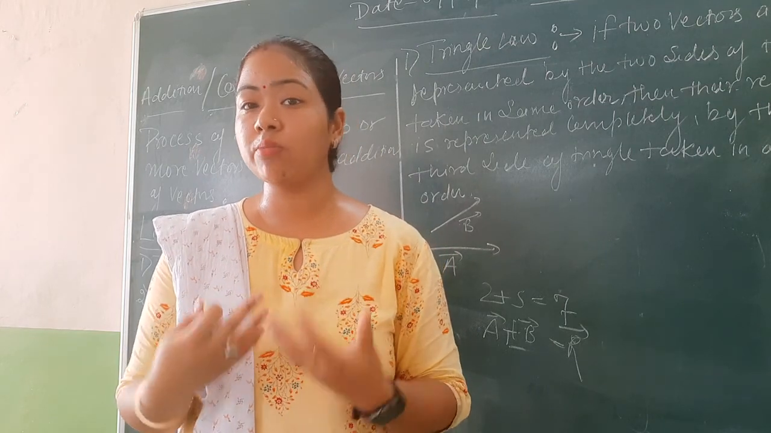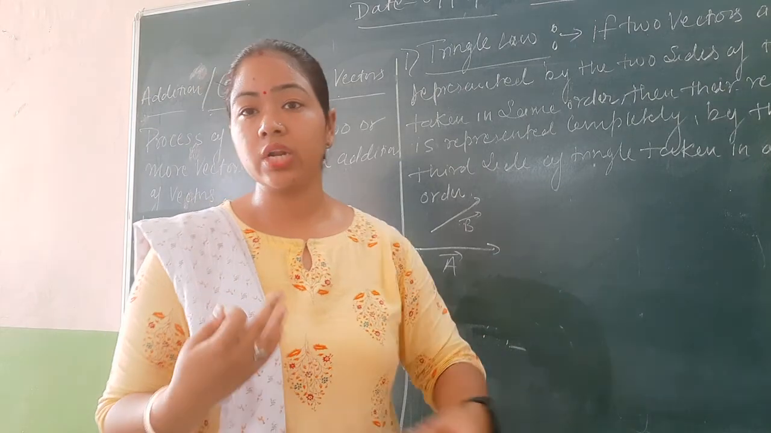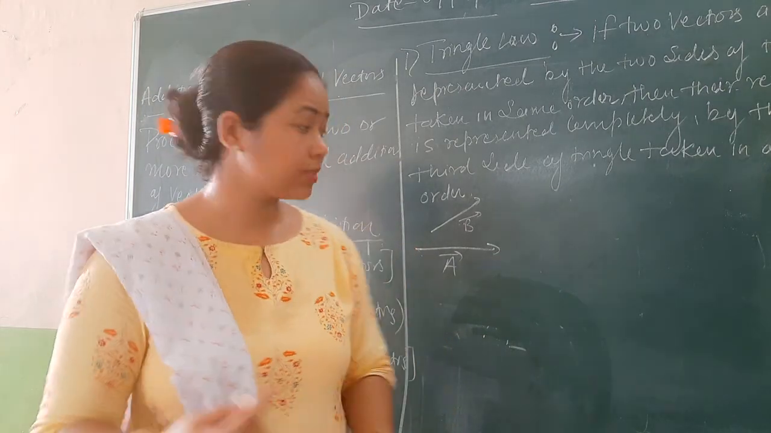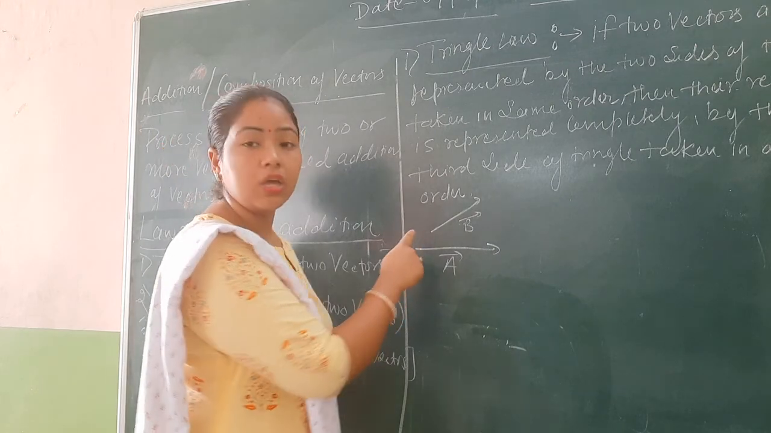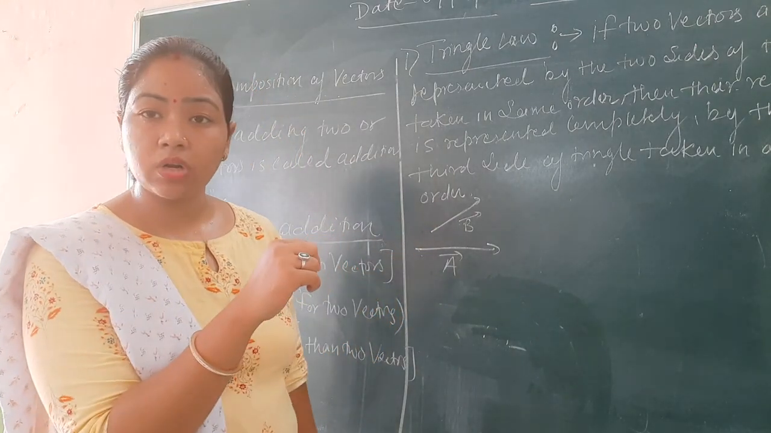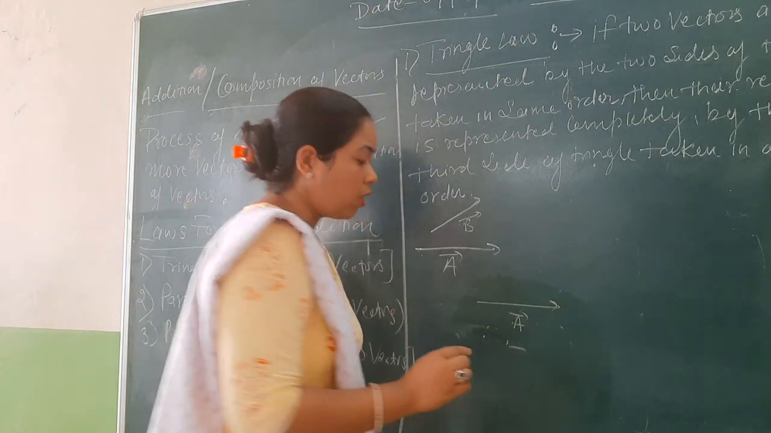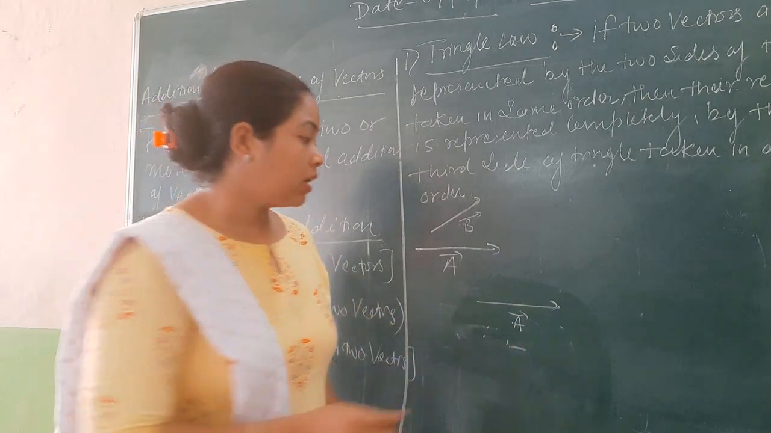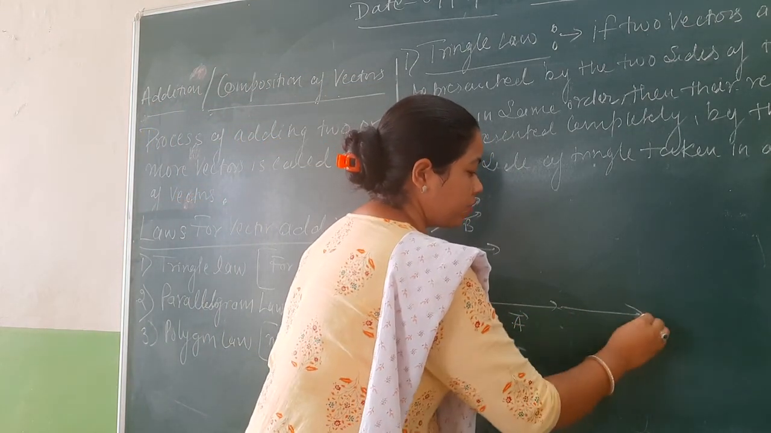Now what is the same order of vectors, right? First we will talk about what is the same order and what is the opposite order of the vectors. If these two are the vectors A and B, and we take these two vectors in the same order, how will we add them? With the head of vector A, the tail of vector B will be connected. The tail of vector B will be connected.